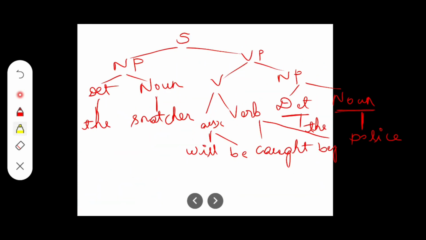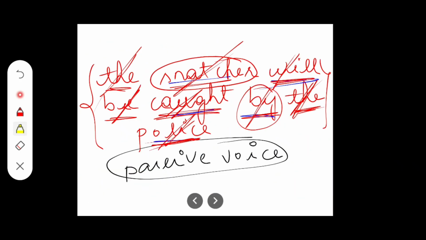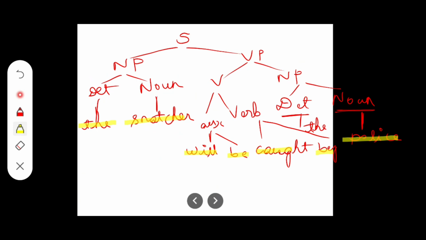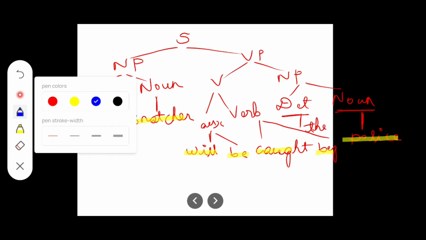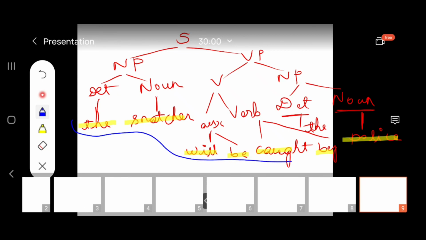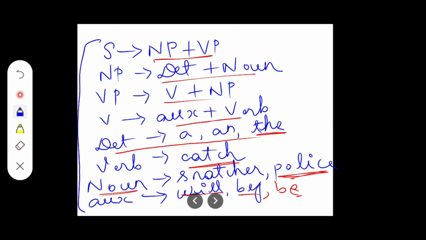So now compare the snatcher. These are all the terminals. You just cross check with the terminals. Is this equal to the actual sentence that we are having? If it is equal, the tree that we have constructed is correct. So cross check this. We have the snatcher will be caught by police. So compare with the sentence. The snatcher will be caught by the police. Look into the terminal. The snatcher will be caught by the police. The same thing that we are having in the sentence.